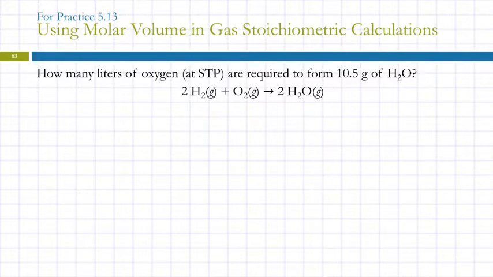Here's a problem where we can use the molar volume of a gas. How many liters of oxygen at STP are required to form 10.5 grams of water? So we have a mass of water, 10.5 grams. The question is, how many liters of oxygen? Question mark, liters. And the magic letters, at STP. At STP means that we can use 22.4 liters per mole.